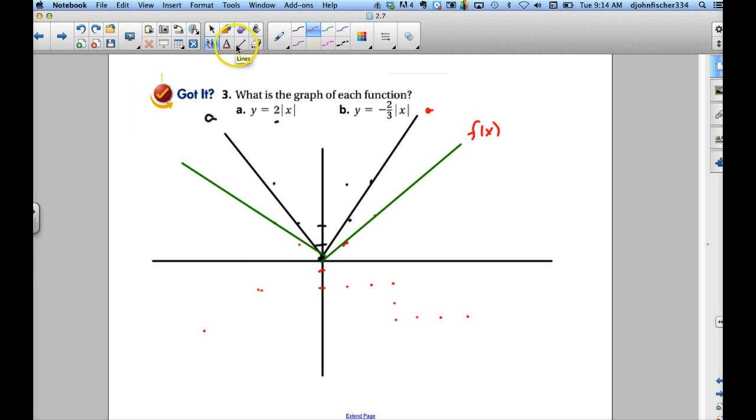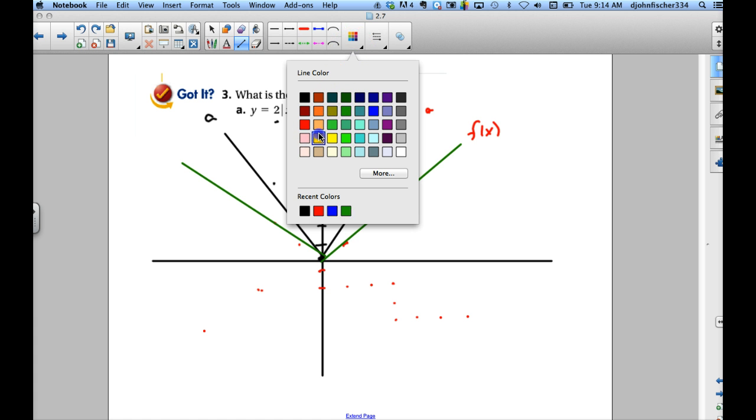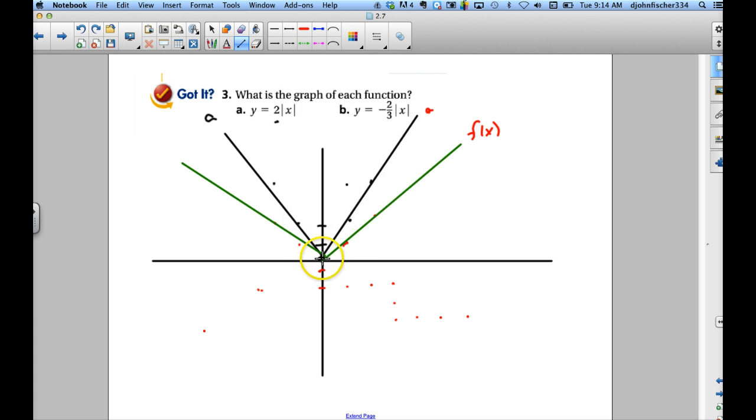I'm just making some points here. So now if I want to draw that graph, I'm just going to throw a different color out there again. Let's go orange. My graph would look like that. So what happened? Okay, what is the graph of each function? Okay, this green was my original. With the 2 in front, it stretched it up. With the 2/3 and negative 2/3 in front, it's flipped it and it stretched it out a little bit as it goes. Make it a little wider.